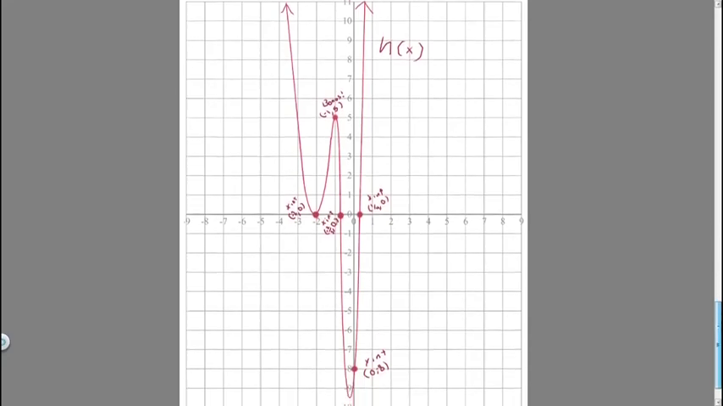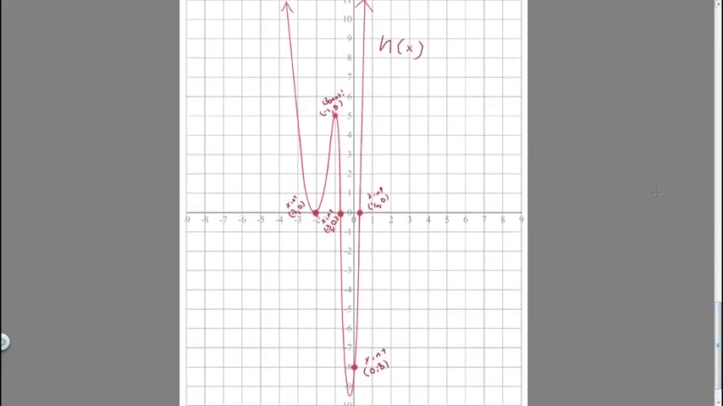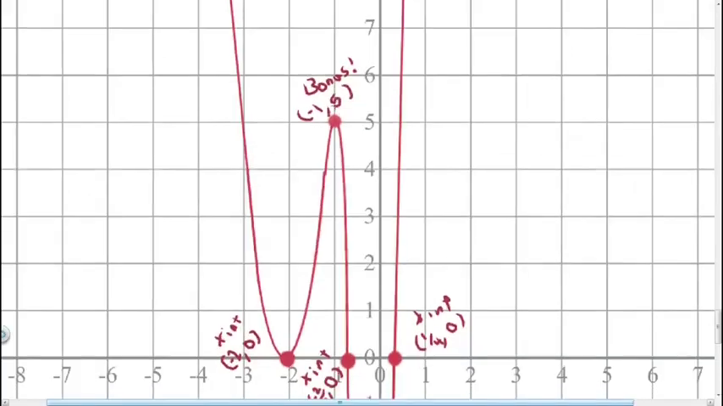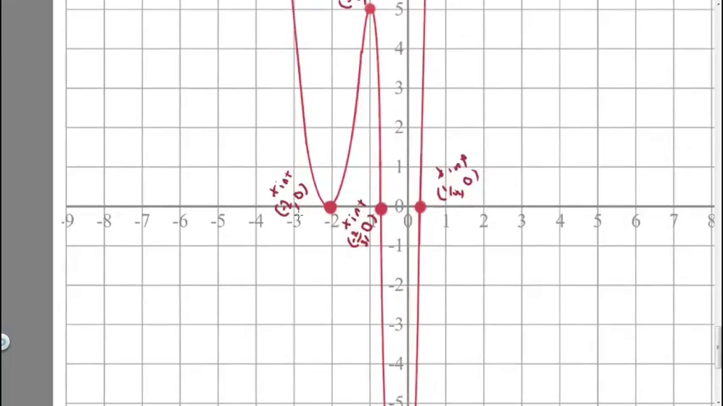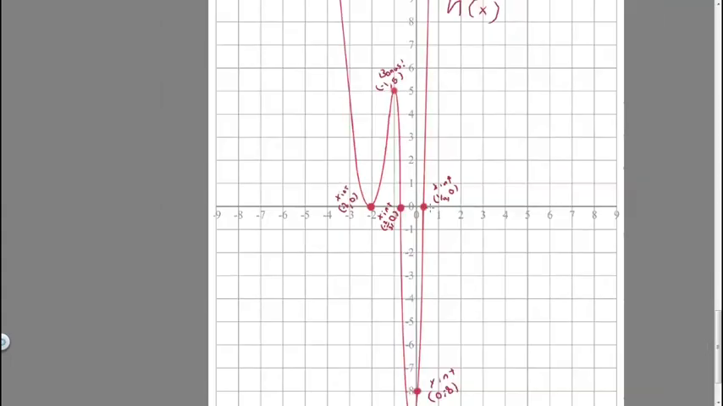And then you have one bonus point, negative 1, 5. Then you have the x-intercepts right where they should be. So there's negative 2. And then there's one right before where that 1 is. So it's at negative 2/3. And then there's the other one at positive 1/4. All at 0, of course. And then you have the y-intercept, which is at 0, negative 8.